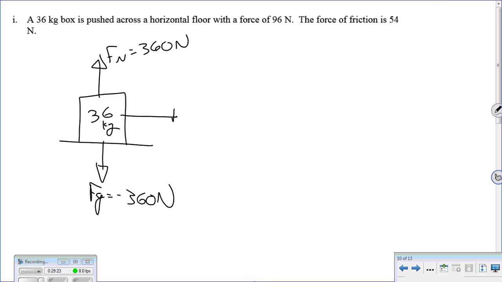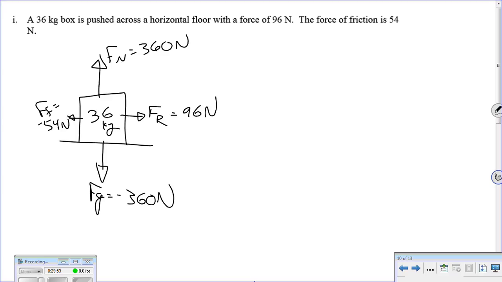Your arrow. That arrow is way too long, right? If this is 360, then 96 is going to have to be a little bit shorter, right? So here's the force of the push. You can call it FP for push, or Roy for Roy, or U for U, whatever. On the test, I'll make sure I give names. Okay? And then friction is 54 newtons. Good?